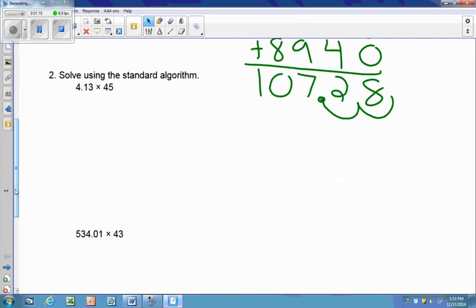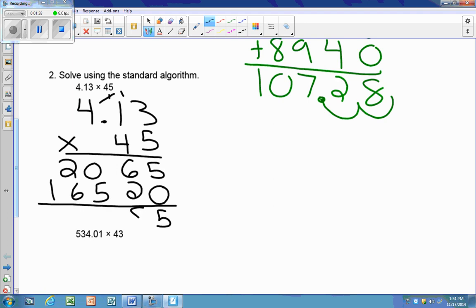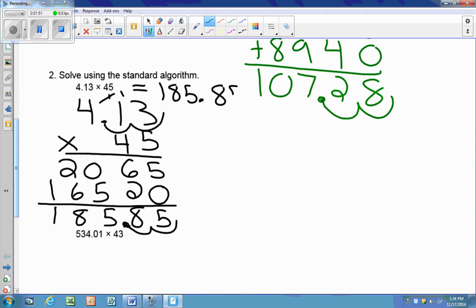Question 2 just tells me to solve. It does not tell me to estimate. I can, however, estimate if I want to see if my answer is reasonable. We make 2 jumps, so 2 jumps. So my actual answer I'm going to put up here so it stands out. That's 185 and 85 hundredths.